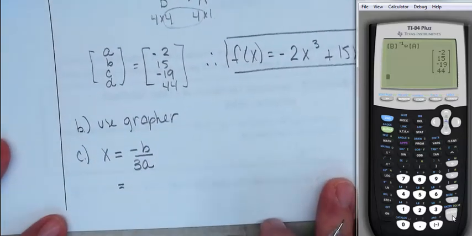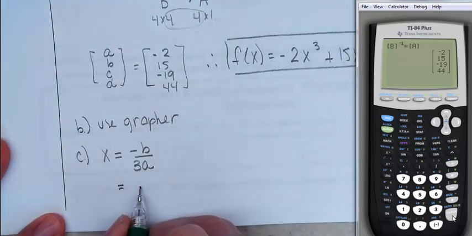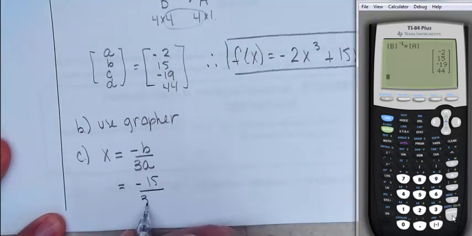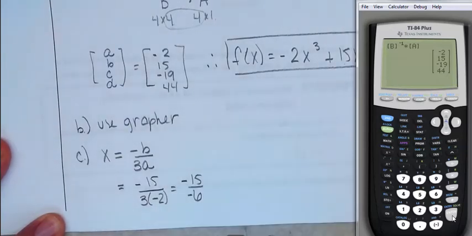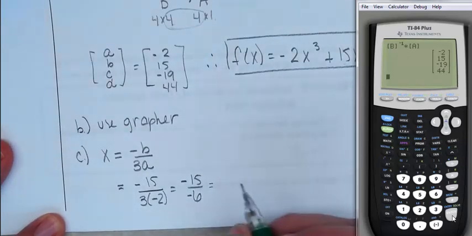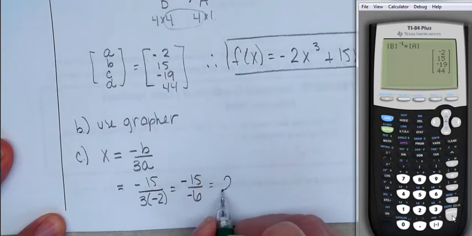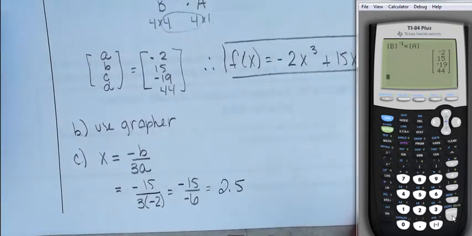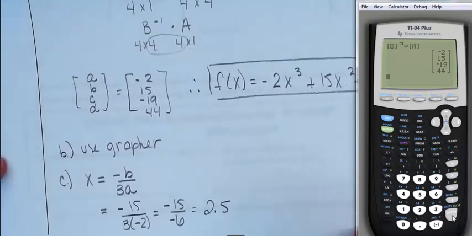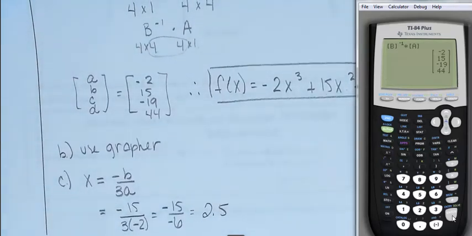Okay, so let's see, negative b is going to be negative 15 over 3 times negative 2. So I'm going to have negative 15 over negative 6, which really becomes a positive, let's see, 5 halves, or 2.5. Okay, and then we're going to graph that and make sure that that's actually accurate, or looks to be accurate.